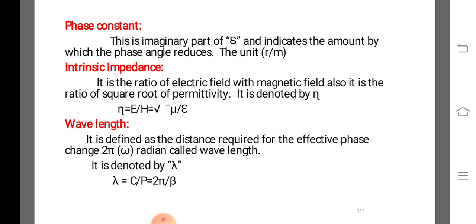So both equations have to be differentiated with respect to x or y. From that differentiation we get minus gamma Ex equal to minus j omega Hy mu. Both sides have negative signs, which are struck out. So we get gamma Ex equal to j omega Hy mu. We can rearrange that equation: Ex by Hy equal to j omega mu by gamma.